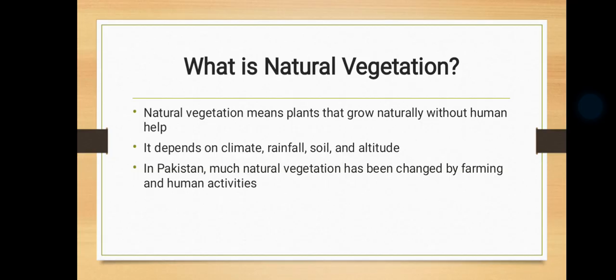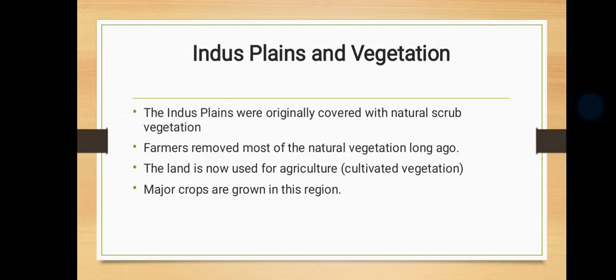So in Pakistan, much of the original natural vegetation has changed over time. This is mainly because people have cleared land for farming, housing, and other human activities. As a result, many natural plant areas have been replaced by agricultural land. Next, we will discuss the Indus Plain and vegetation.